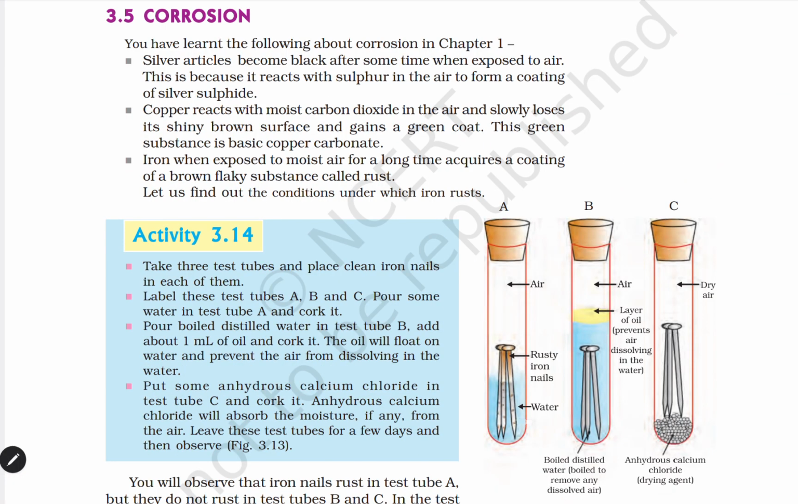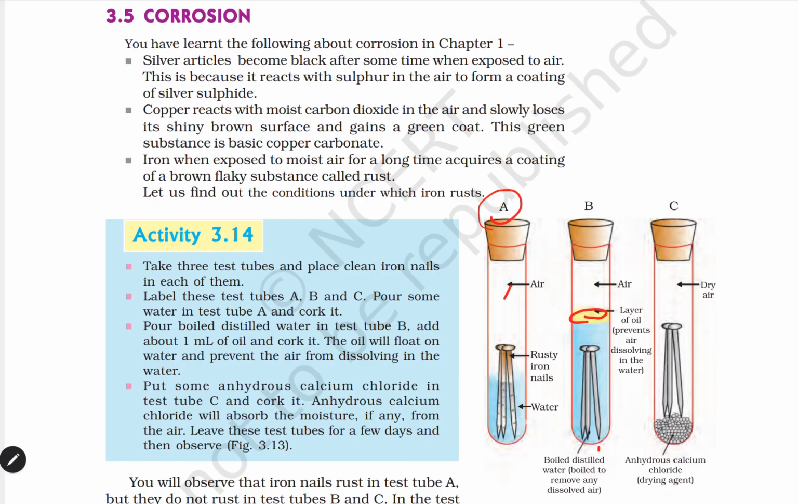To understand this procedure, a small activity is given. Here rusty iron nails are kept inside water, and air is also there. So in the first test tube, we are getting both air as well as water. In the second test tube, what is the difference? The iron nails are completely dipped inside the water, right? Air is there, but a layer of oil is there here. It prevents air from dissolving in the water. And in the third case, dry air is there. So where will the rusting form?